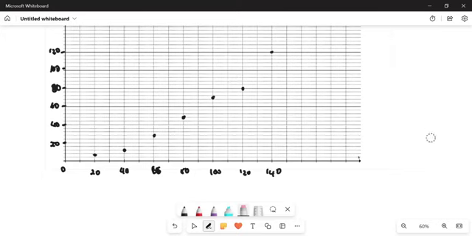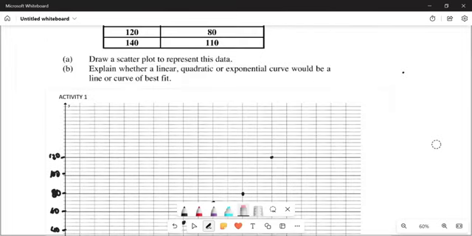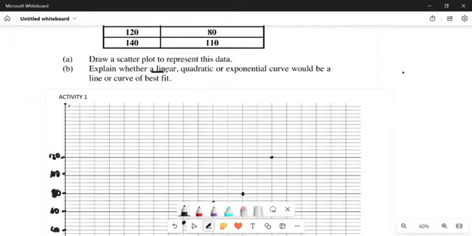So the next question that they asked us here was, explain whether it's linear, quadratic, or exponential. So we said it's what? It's linear. And then if it's linear, then we're going to be starting to talk about something which is called a line of best fit or the regression line. So as soon as it becomes linear, the next thing that we're going to be talking about is a line of best fit. If they don't want to call it a line of best fit, they're going to call it a regression line.